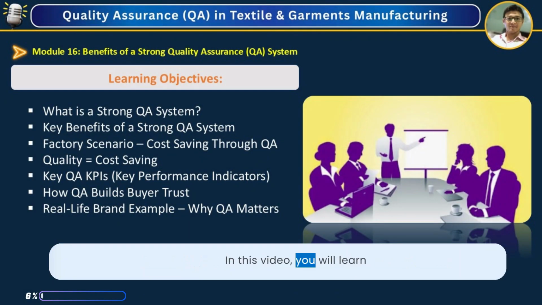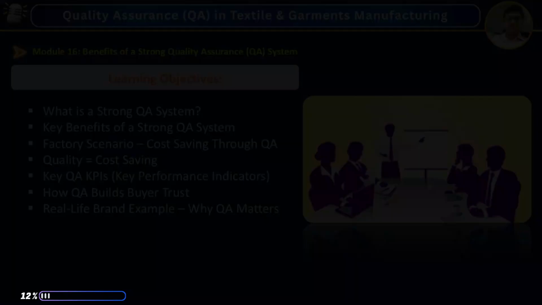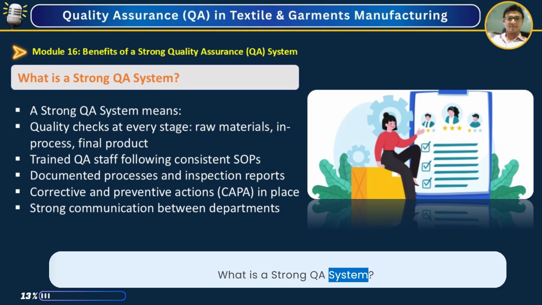In today's video, we will talk about Module 16, Benefits of a Strong Quality Assurance System. In this video, you will learn what is a strong QA system, key benefits of a strong QA system, factory scenario, quality is equal to cost saving, key QA KPIs, how QA builds buyer trust, real-life brand example, why QA matters.